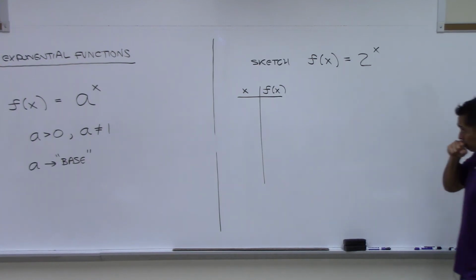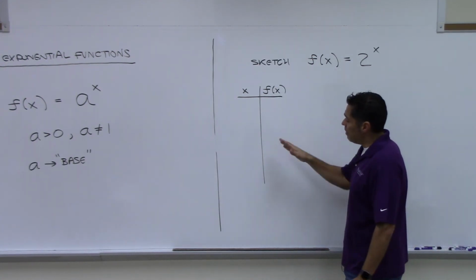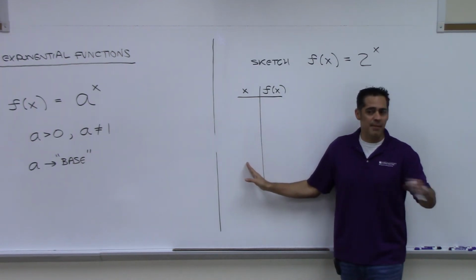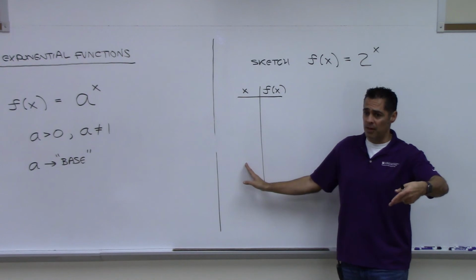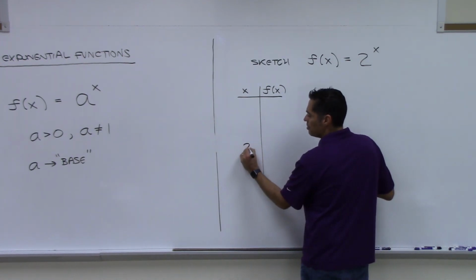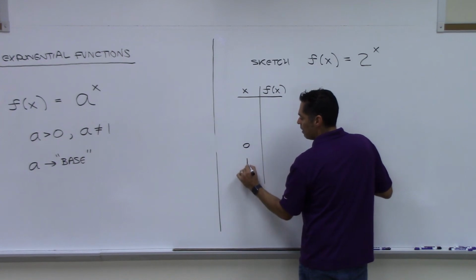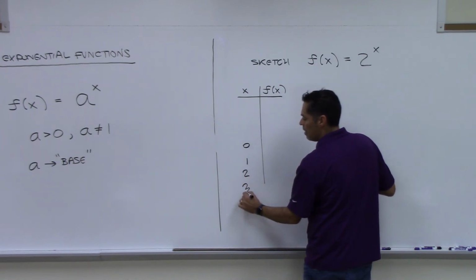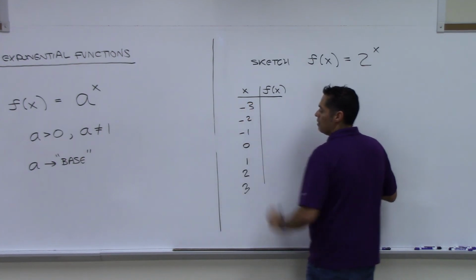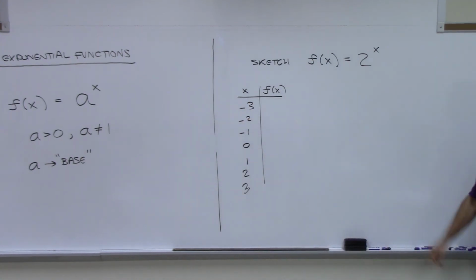So let's figure out what numbers we're going to plug in. And for this part, we're all going to do the same numbers. That way we all get the same picture. So what I would like for you to do is plug 0 in. I want you to plug in 1, 2, and 3. I also want you to plug in -1, -2, and -3. So everyone's going to plug 7 numbers into that function to graph it. And that's all you have to do.